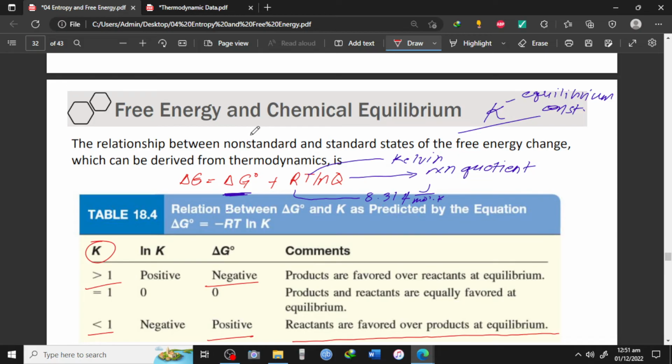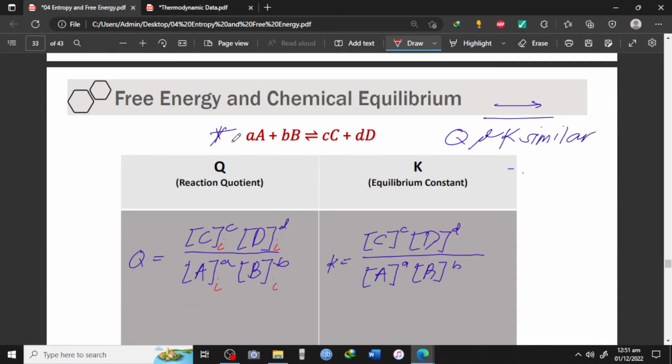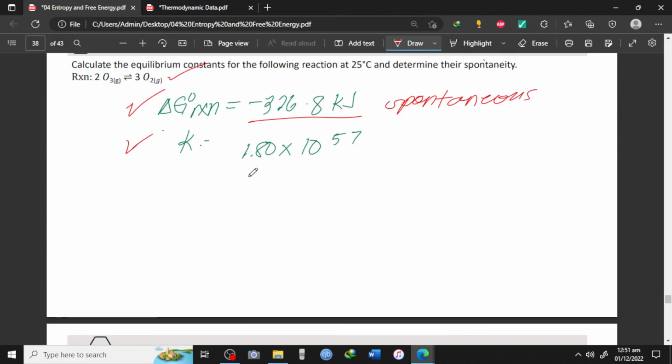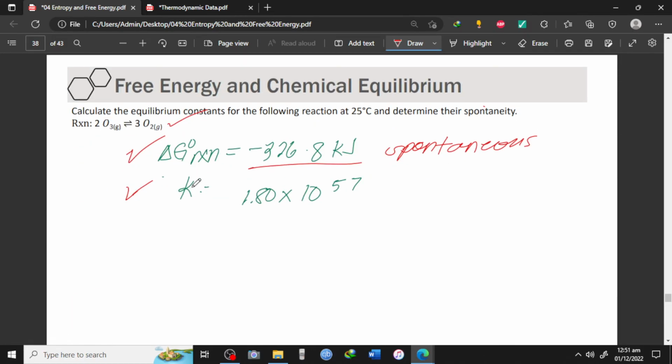So, tignan natin yung nakalculate nating K dun sa example sa baba kung mas malaki nga siya sa 1. Based on this calculation na ginawa ko on my end, the equilibrium constant for the standard free energy of the reaction for this particular chemical reaction ay 1.80 times 10 raised to 57. So, this is a very large number, no? 1.80 tapos 57 pa or 55 na zeros pa. Imagine that, no? Sobrang laki ng equilibrium constant na to.